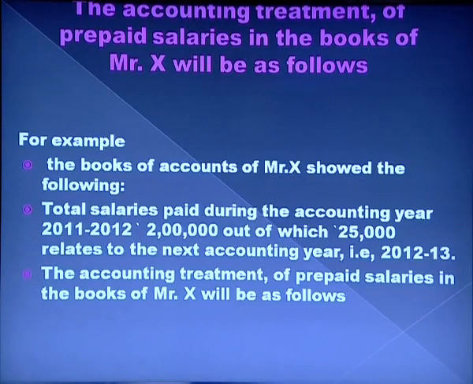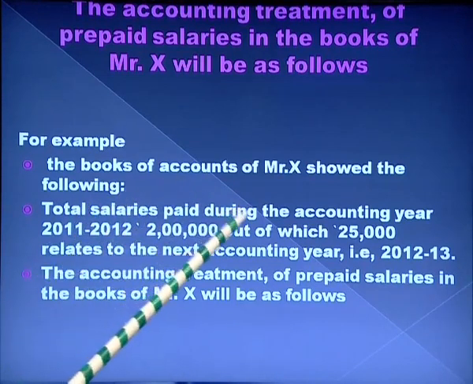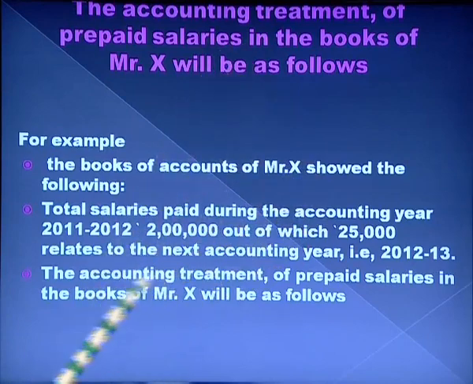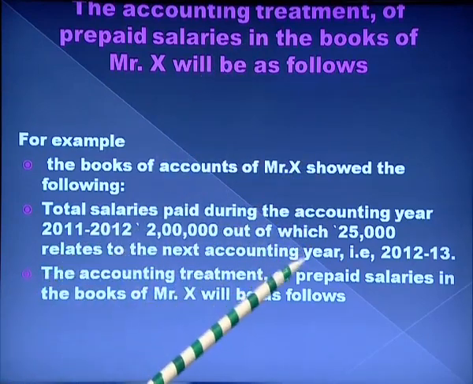Now, the accounting treatment of prepaid expenses in the books of Mr. X. Let us take another example. The books of accounts of Mr. X showed the following. This is very important. Total salaries paid during the accounting year 2011-12 rupees 2 lakh, out of which 25,000 relates to the next accounting year, that is 12-13. Now, the accounting treatment.